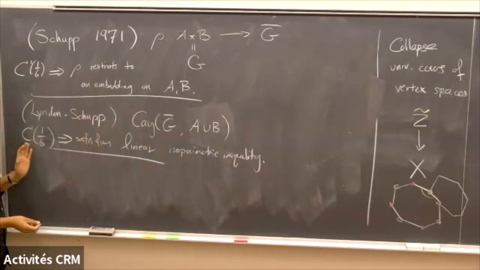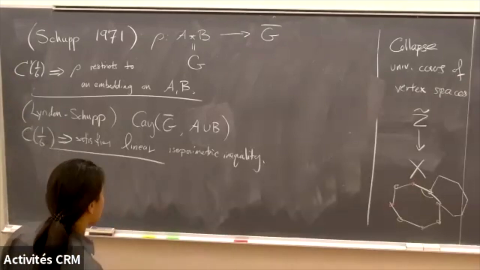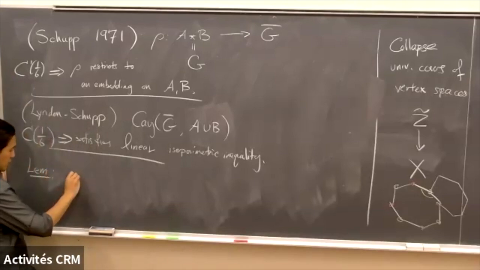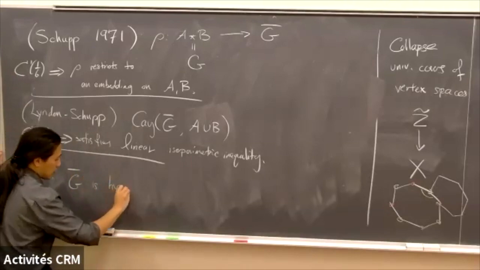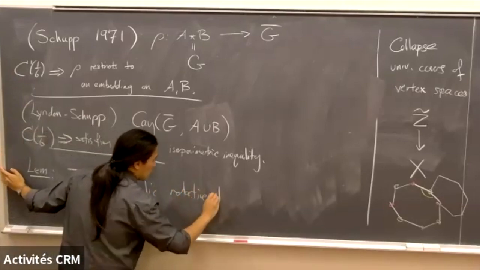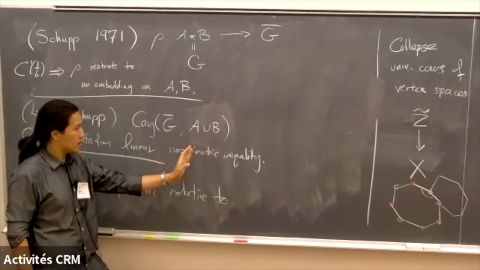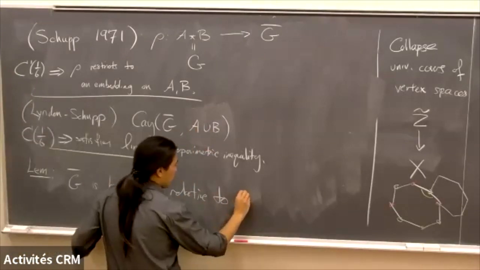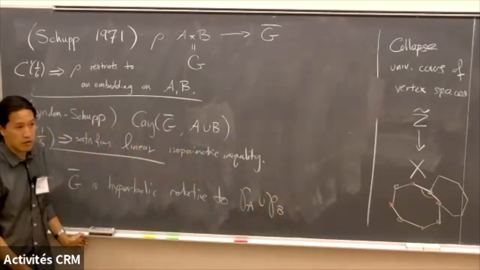Again, C'(1/6) implies that this Cayley graph has this linear isoparametric inequality. Great. So now, if we're observant and you studied enough of your relative hyperbolicity, we have this useful lemma that G bar is hyperbolic, not exactly on the nose, relative to A and B. That comes immediately from this statement. But if A and B are themselves relatively hyperbolic, then I get it relative to the union of the peripherals of the vertex spaces.